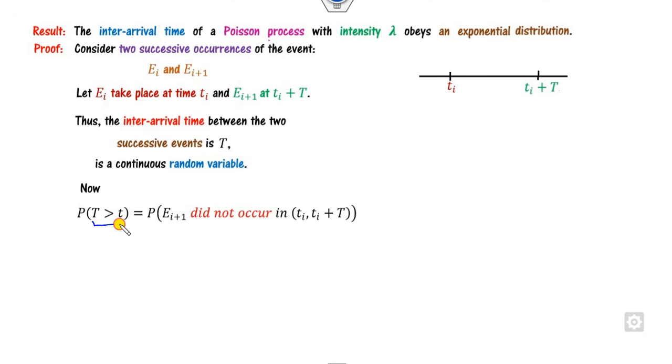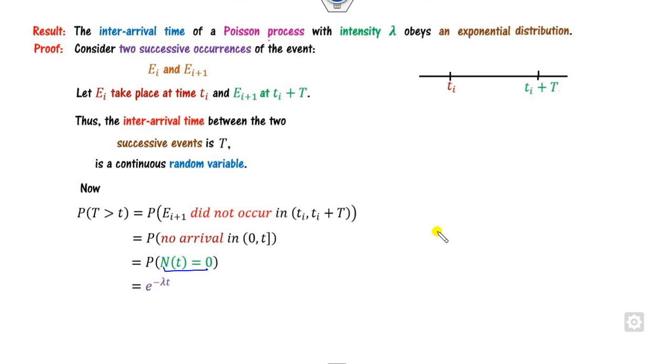So we can start from here. What is the meaning of that? T is greater than t. That means because E_i plus 1 is occurring here and E_i is occurring here. So what is the meaning of this? E_i plus 1 did not occur in this interval. Why? Because E_i is occurring only at this point. So in between them, E_i plus 1 does not occur, or you can say no arrival in the interval of length t. So whenever there is no arrival, what is the meaning of that? It is nothing but N of t equals 0.